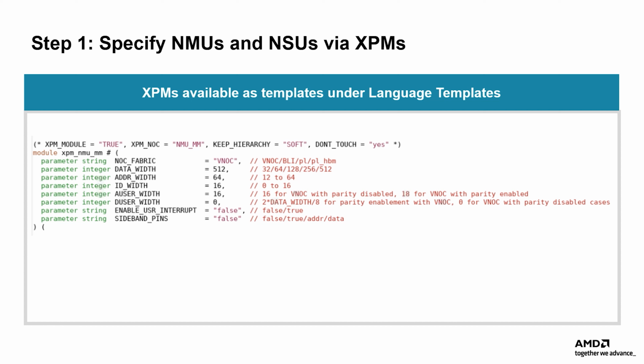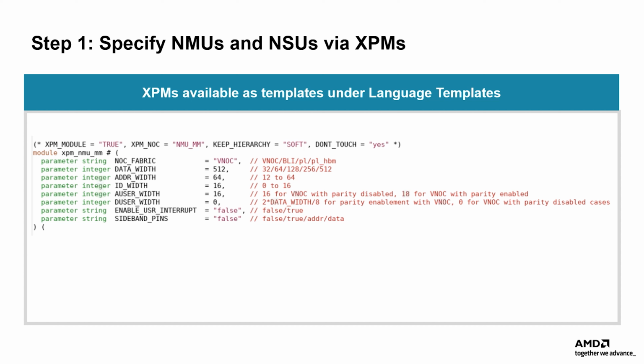In the XPM snippet here, the configuration of the NMU via parameters is highlighted. This template enables users to configure parameters like the data width, address width, ID width, and other settings. The NSU parameters can be similarly configured using this template.